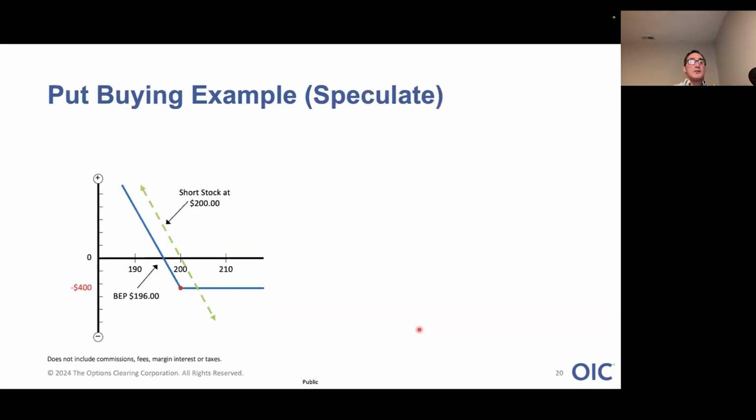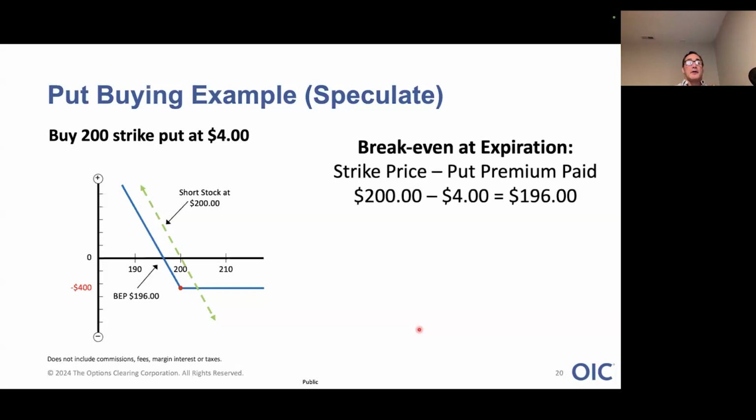All right, so now let's look at a simple put buying example. If we're looking at a $200 stock and we're bearish on the stock for whatever reason, maybe the stock is about to report earnings and we think it's going to make a big move to the downside, shorting shares is a little risky, so we're going to look to buy a put option. So we see that we can buy the 200 strike put in this example, trading for $4. So every put is going to cost us $400.